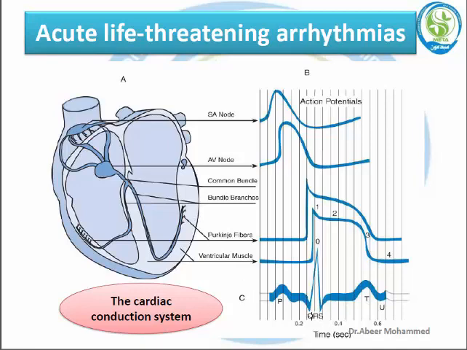The ECG consists of P wave, QRS, and T wave. The P wave represents the atrium depolarization. The QRS wave represents the ventricles depolarization. The T wave represents the ventricle repolarization.